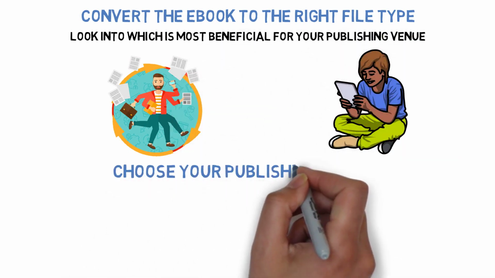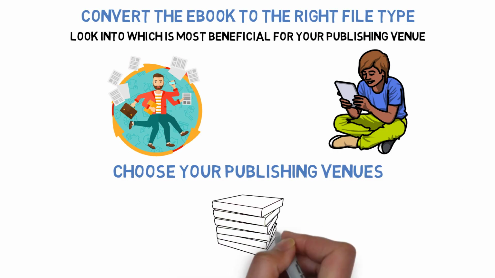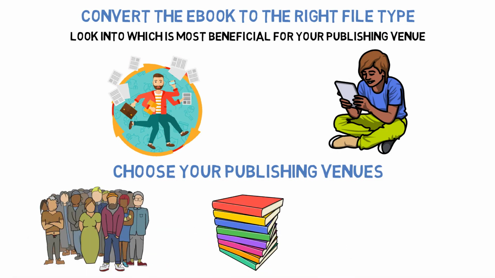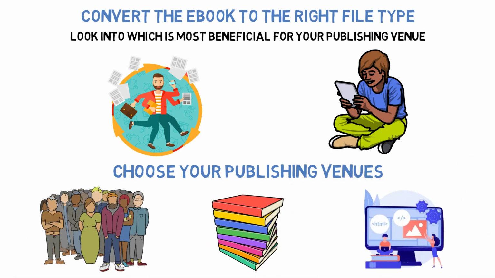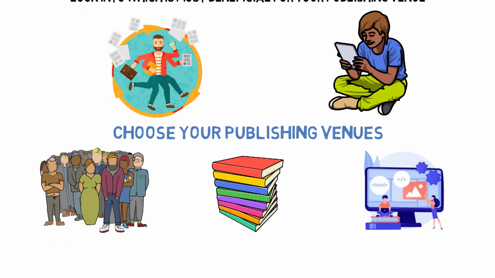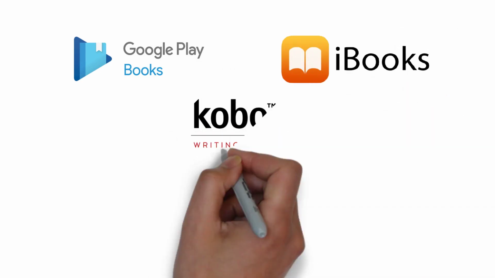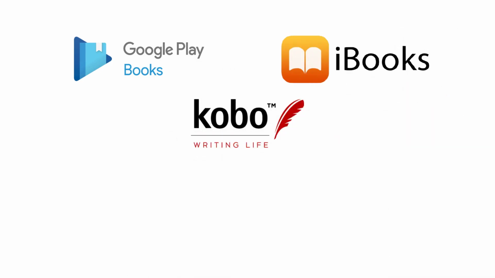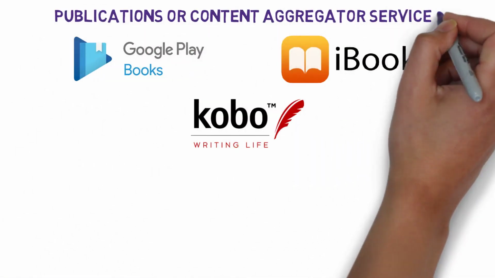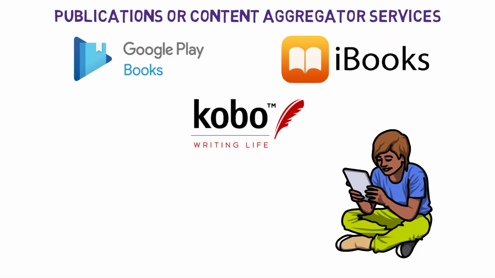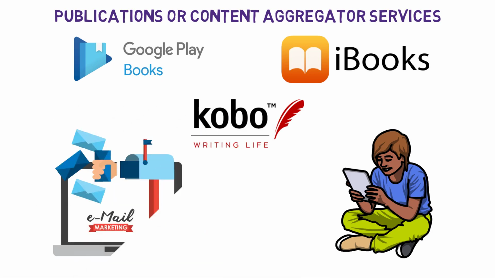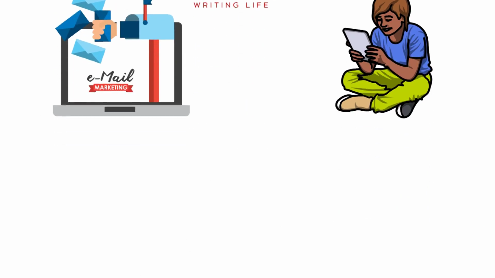Choose your publishing venues. If you're producing an ebook to increase your subscriber list and attract new leads, consider publishing it on your website instead of using a third-party platform. Consider using Google Play Books, iBooks, Apple, or Kobo Writing Life if you want to publish your book on a commercial online venue. Look for publications or content aggregator services that enable readers to download thought leadership material in exchange for their emails if you're looking for methods to generate leads.